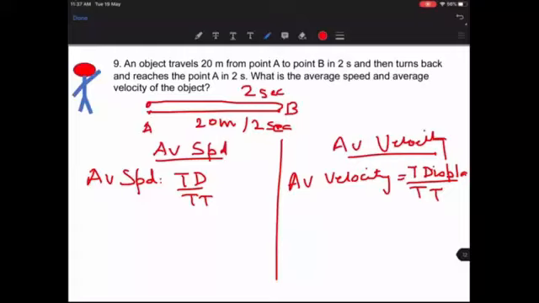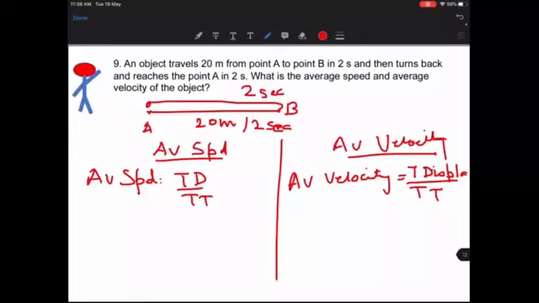So have you read the question? The question says that a person goes from point A to point B and then turns back and reaches the same point A. Fine. So he takes 2 seconds to go to point B and then 2 more seconds to come back to the point A again. So we have to calculate total distance and total displacement. Okay. So now what we have done is we have divided the page into two, and on one side we will calculate the average speed and on the other side we will calculate the average velocity. Now this question is very important. It will clear all your concepts of average speed and average velocity.